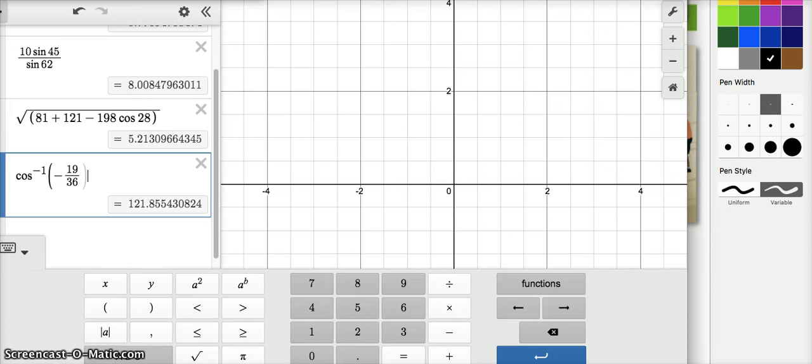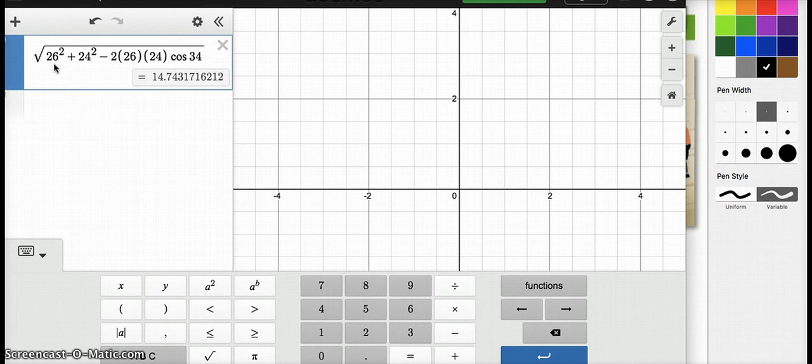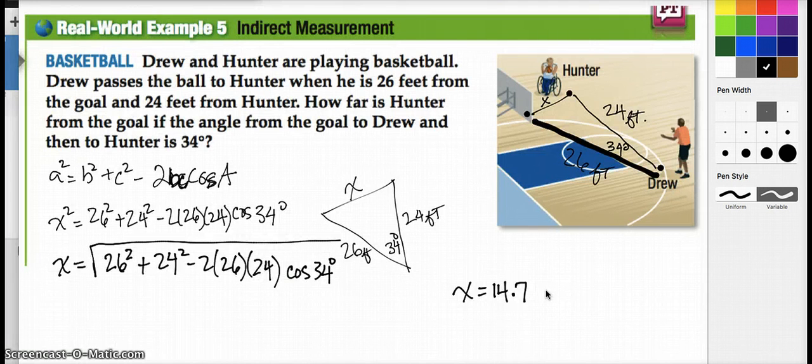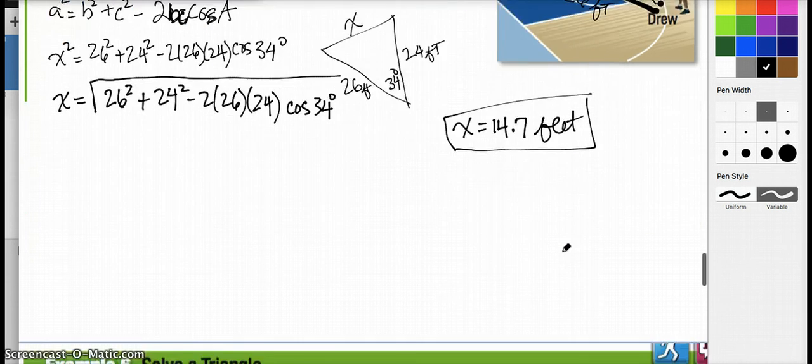Let's do it. And so here it is, all just shoved into the calculator, and we got a nice answer of 14.7. So it seems that Hunter is 14.7 feet away from the goal.